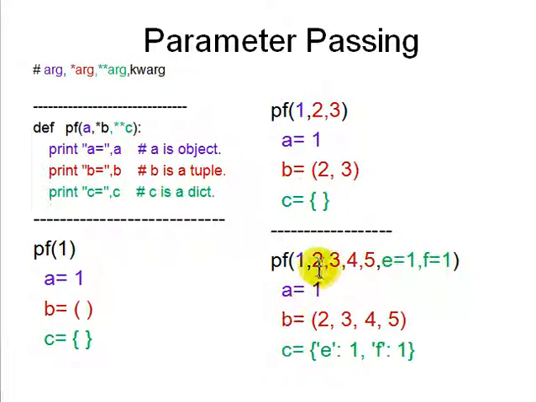A is 1, B is 2, 3, 4, 5, and then the keyword arguments are there, they become a dictionary. So argument E is 1, F is 1. That's how you do parameter passing.